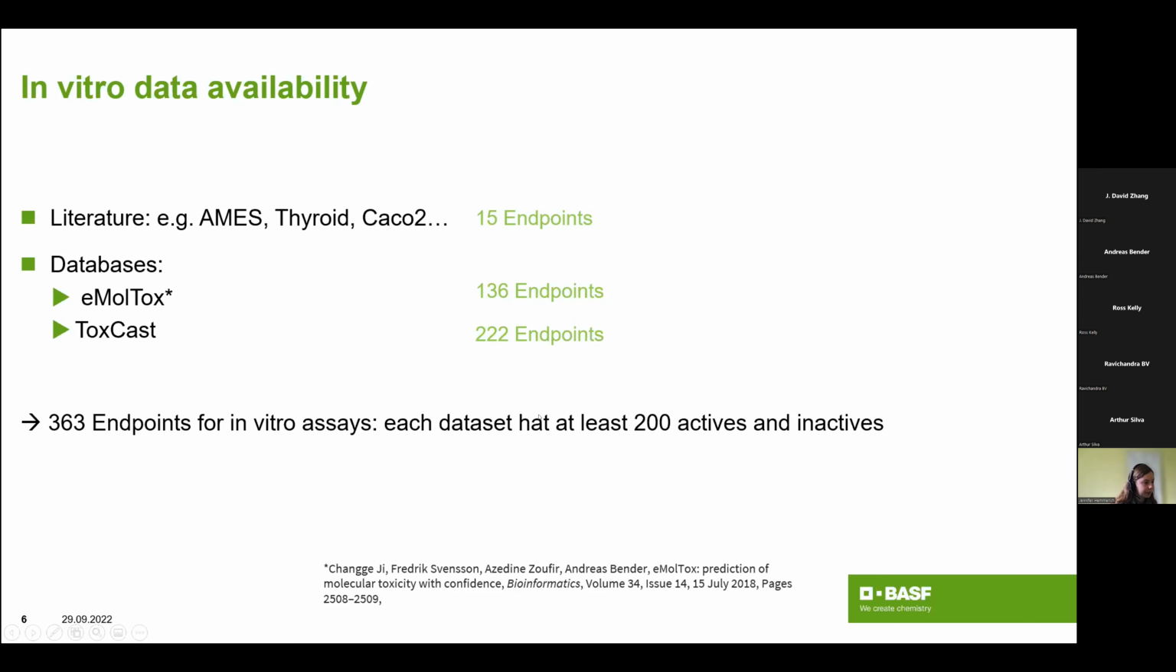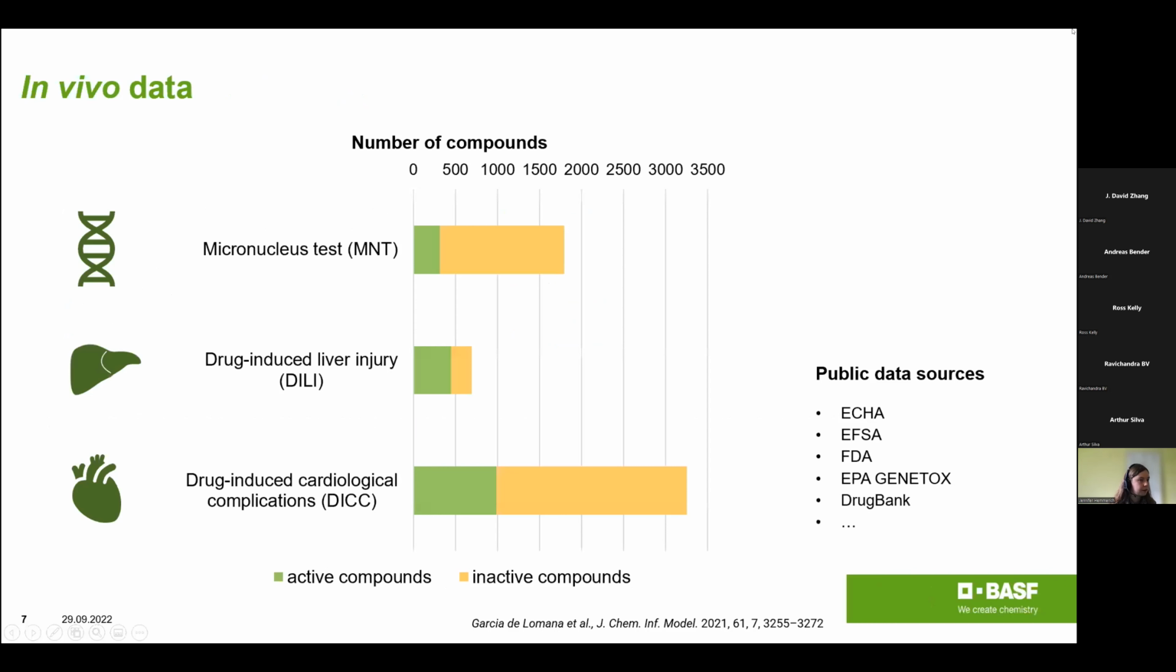And what we made sure of is that each data set had at least 200 actives and inactives. So we had a reasonable size of training data, and also a reasonable amount of actives and inactives where we could learn from.